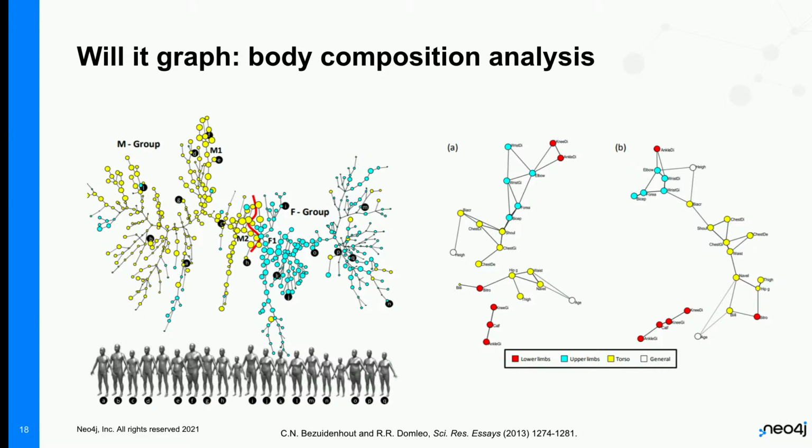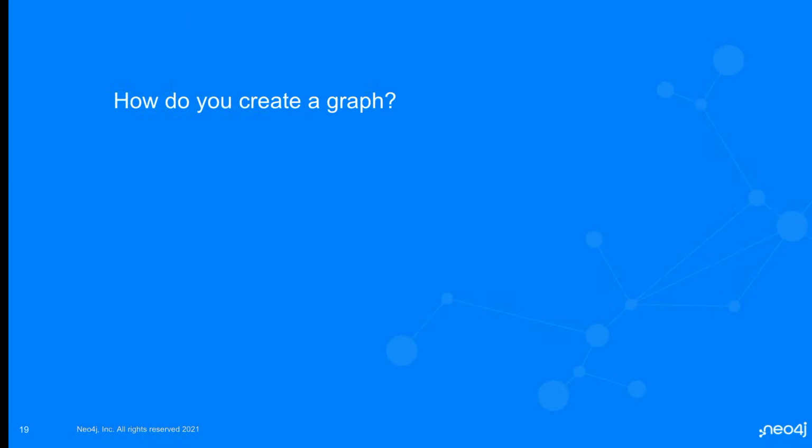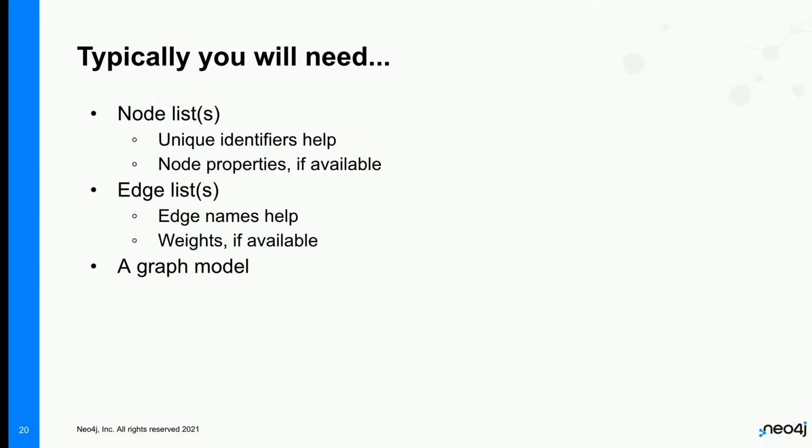Body composition analysis, it's the same idea based on body types. There's lots of information we know about a body, but if we know not just the information, but how that information is connected to other pieces of information, you can do more analysis. Let's get back to actually creating a graph and then doing useful things with the graph.